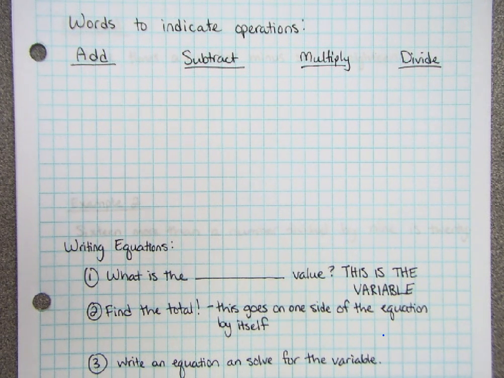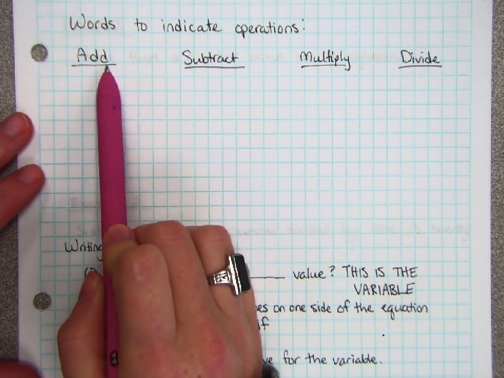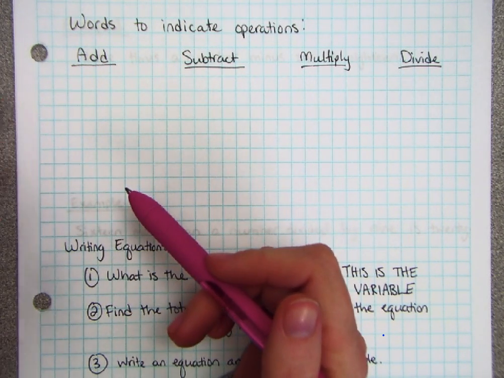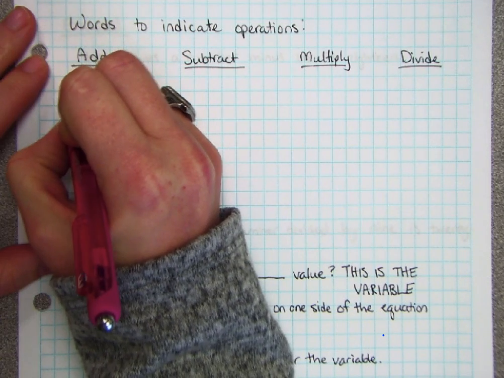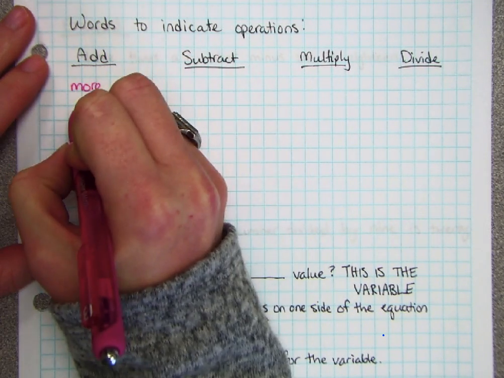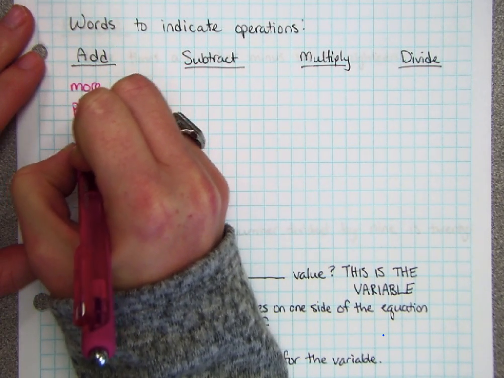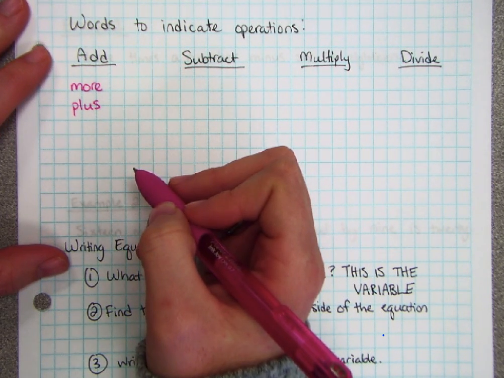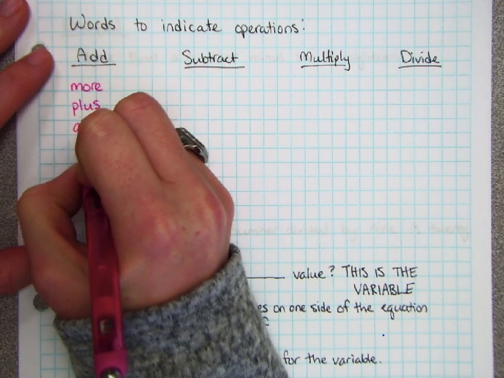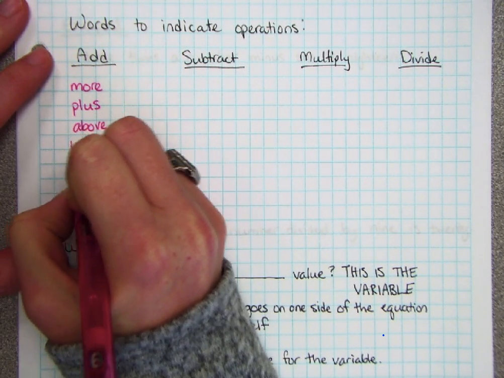So let's go over words that indicate operations. And please write these down as we go so you'll have them in your notebook. Words that indicate adding. Obviously, think of simple words back from elementary school. A word like more or plus. But also words from real life situations. If I'm talking about elevation or temperature, I might use above or increase.